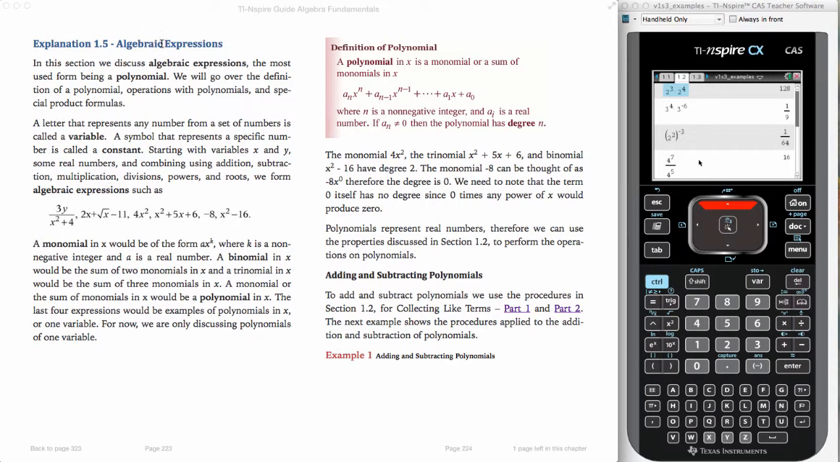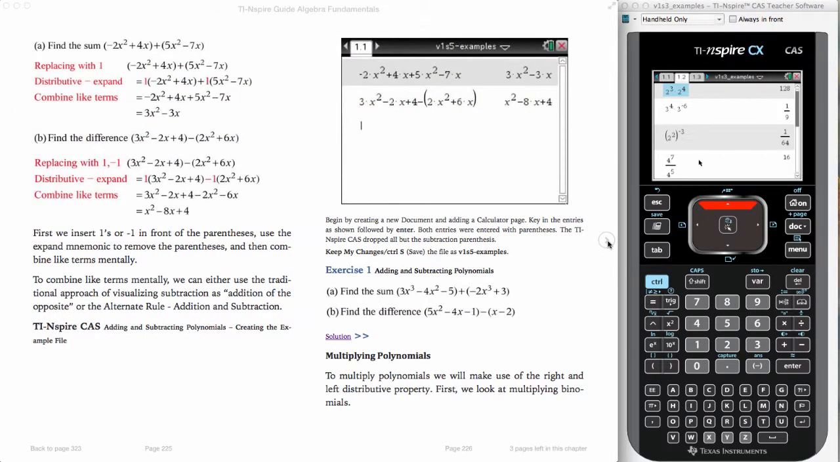Chapter 5 is algebraic expressions. So we will use the calculator to add and subtract algebraic expressions. Again, the CAS model can do this. The numerical model cannot.